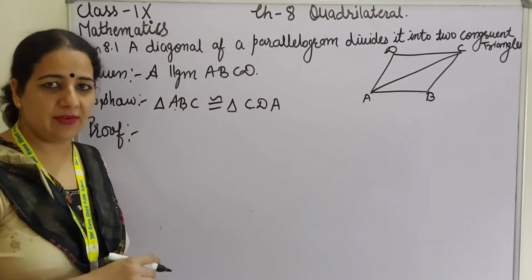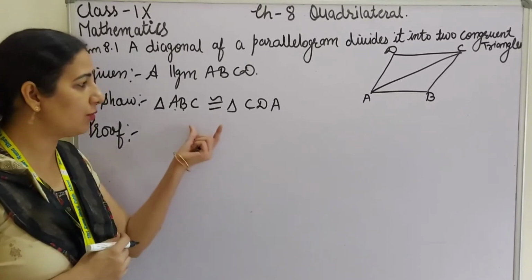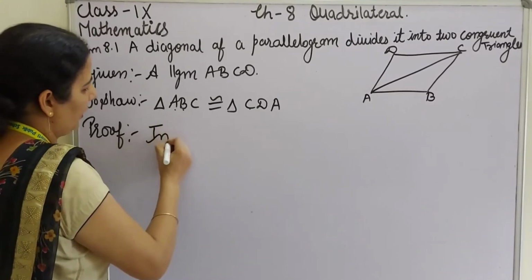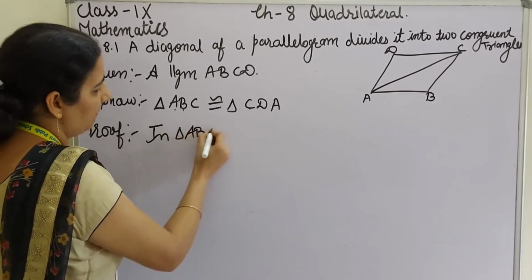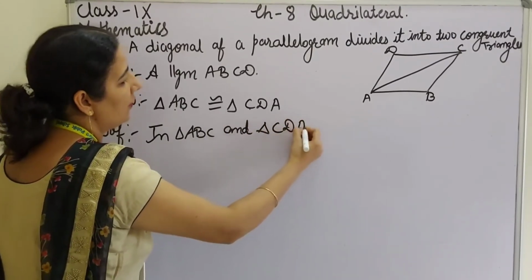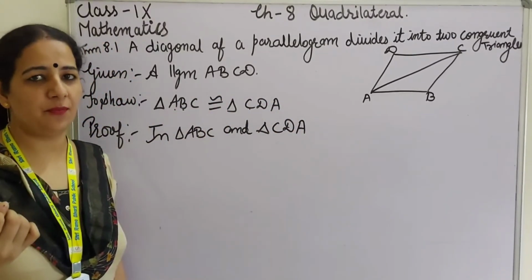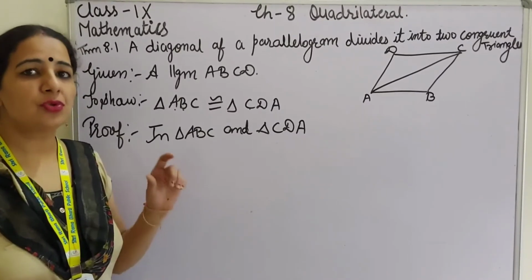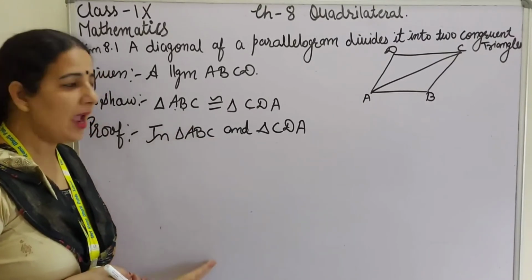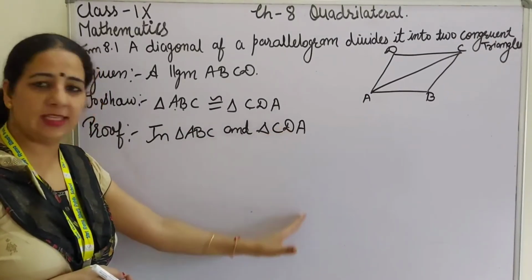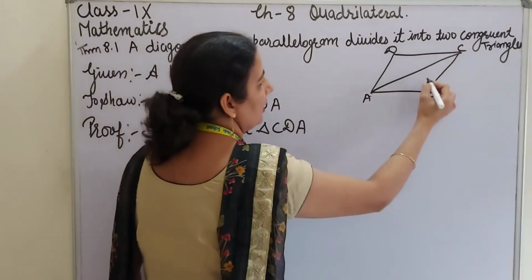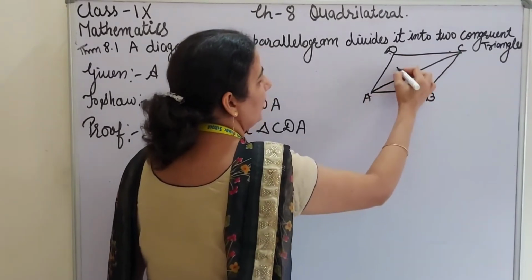As we have to show that these two triangles are congruent, in chapter number 7 we already read about this. If you want to show two triangles are congruent, we will write in triangle ABC and triangle CDA. You have to see which corresponding parts will be equal. For choosing the equal parts, we write the parts of triangle ABC this side and the parts of triangle CDA this side. Clear?